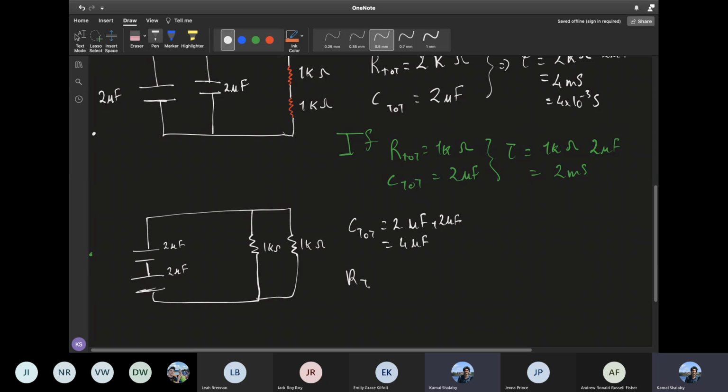Okay, so what about the total resistance? Does anyone know?